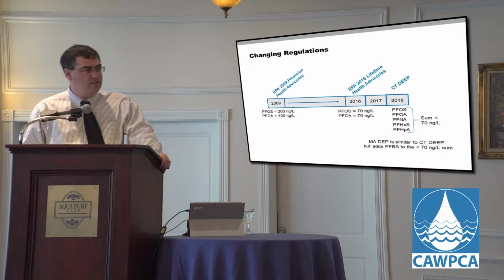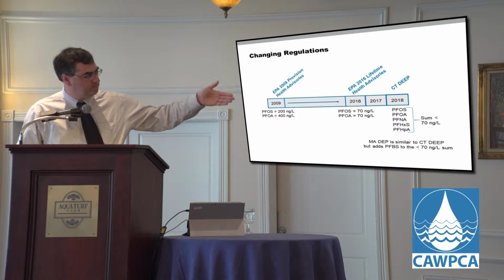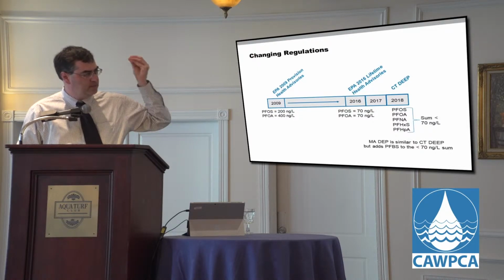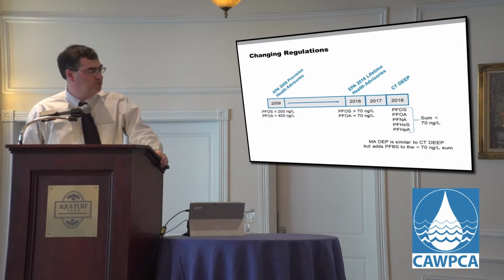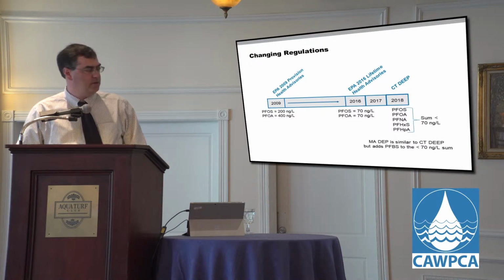And what we're seeing now here in Connecticut, you could see there's 5 constituents that together need to be 70 micrograms per liter or less. Massachusetts has added one additional item to that, and still it's a sum of 70 or less as a guidance for drinking water.